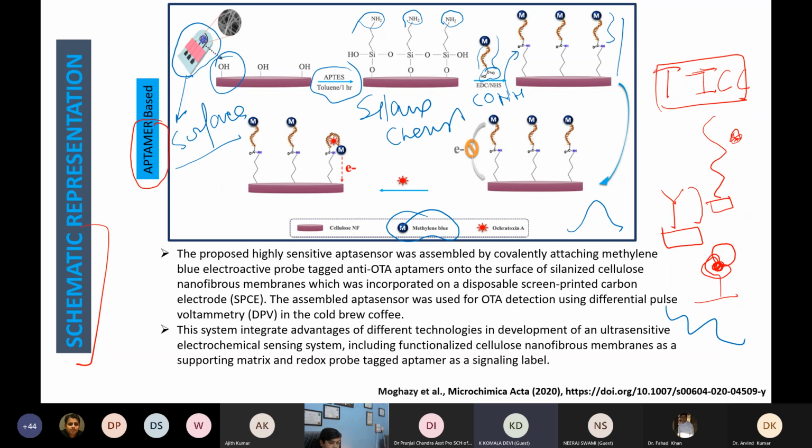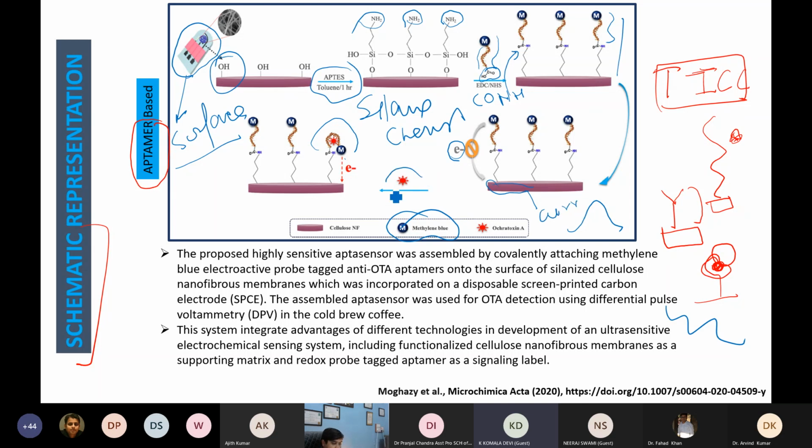Now you can see here. Now what is happening? You see this folded here, right? Sorry, on this side it's coming. So this electron, see, it is not moving to the surface. When it is not moving to the surface, the current will not generate.